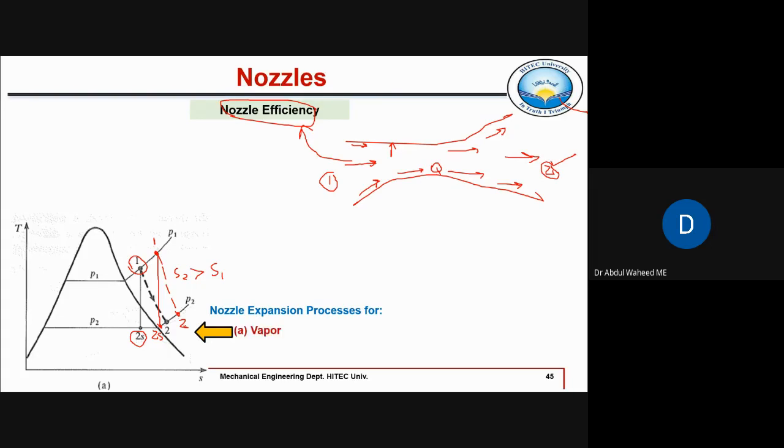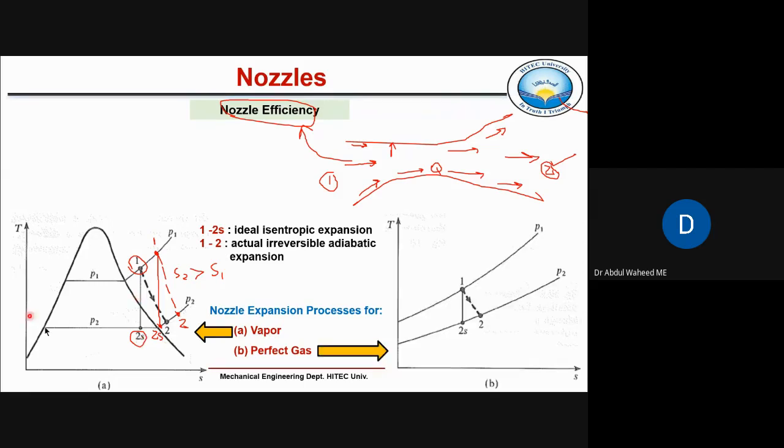All right. So this figure is for vapor, and we have already discussed that vapor means non-ideal gas, or in our case, steam. The actual process is 1 to 2, and the isentropic process is 1 to 2s. Similarly, for a perfect gas or an ideal gas, the same figure will be shown like this, because now we are definitely in the superheated or gaseous region.